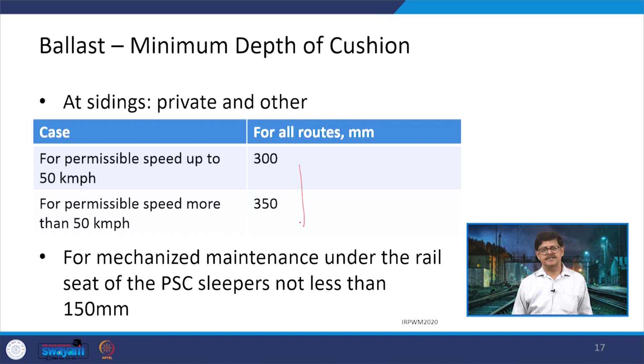So, as the speed increases, as the loads from the top increase, that means we need to increase the thickness of the ballast cushion. Now, for mechanized maintenance under the rail seat of PSC sleepers, it should not be less than 150 mm at any point of time. So, this is another requirement laid out in the guidelines, and the guidelines I am talking about here are the Indian Railways Permanent Way Manual of 2020.